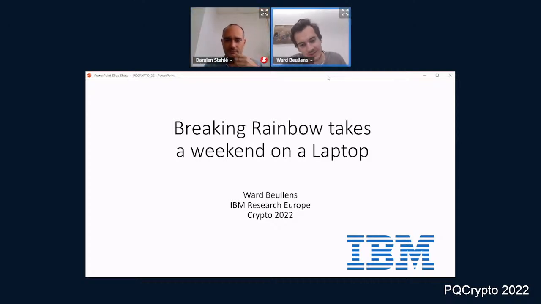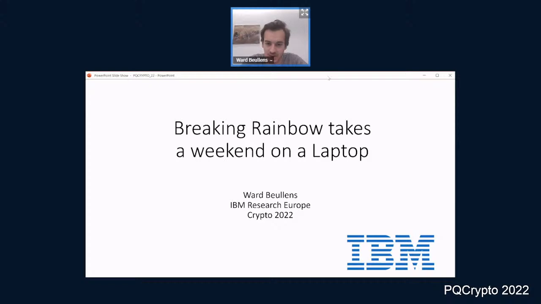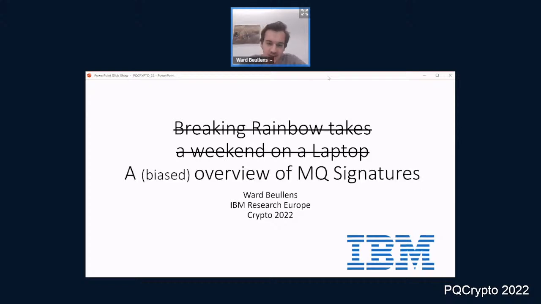Yeah, thank you very much. The official title is about breaking Rainbow. But I decided that talking about Rainbow for an hour would maybe be a bit much. So I'm going to talk more broadly about an overview of the state of the art of multivariate signatures. But I have to warn you that it's going to be quite biased. I'm mostly going to talk about the schemes that I like very much and the schemes that I worked on. So if I don't talk a lot about your favorite MQ scheme, then I apologize. But I can't talk about everything.